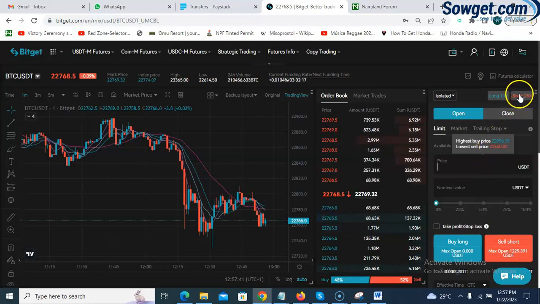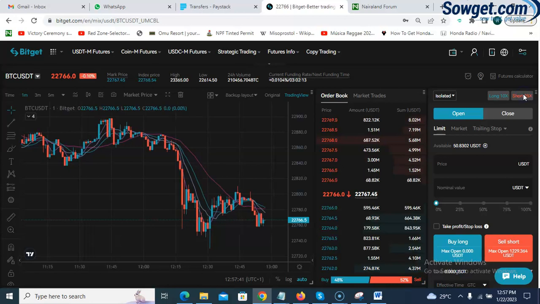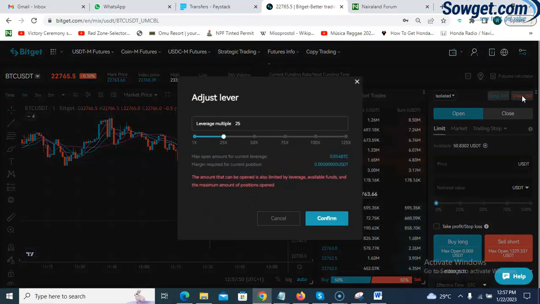Then I'll also do the same for the short position. I always use the same leverage for my long and short position. So I've just clicked on this short position here, and I'll also adjust this leverage setting to 10. What this means is that for any position I open with an amount of, let's say, $100, I'll be able to trade with 10 times 100, which is $1,000. So leverage is just a multiplier.